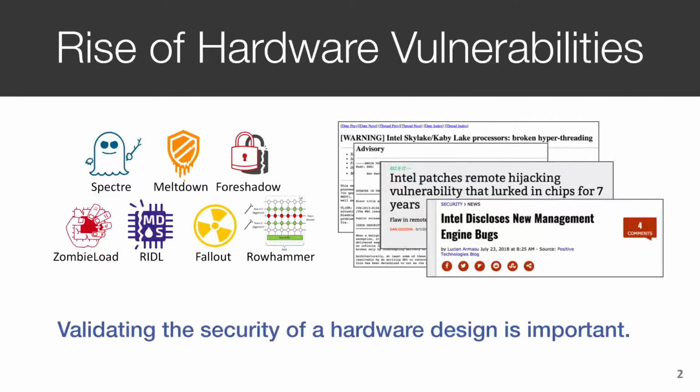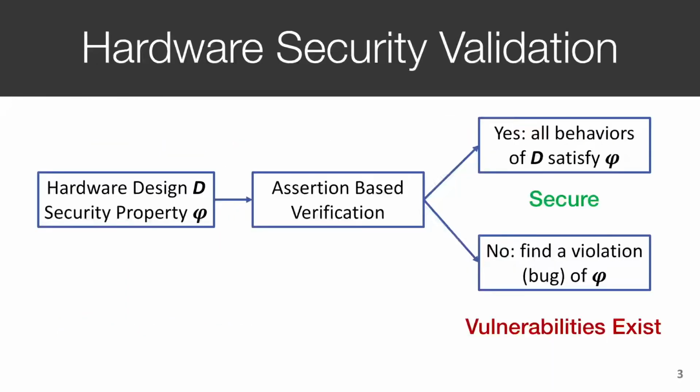We have seen a rise of hardware vulnerabilities in recent years, such as the Spectre and Meltdown attacks and their variants. Researchers have developed a lot of solutions to patch these vulnerabilities, but it is important that we can guarantee these patches can mitigate the vulnerabilities thoroughly and do not cause any new problems. Also, that any newly designed hardware are secure and free of these vulnerabilities. Security validation for hardware designs is important.